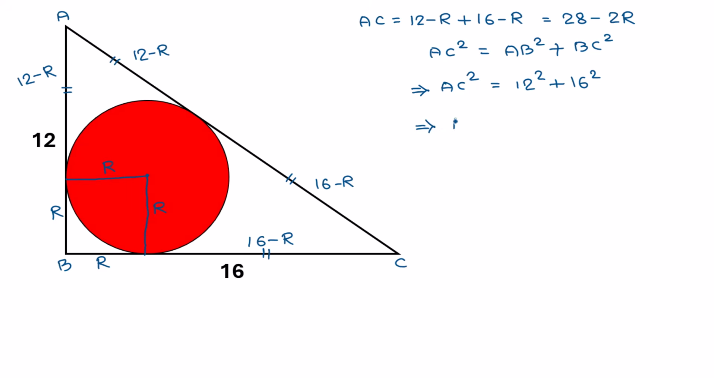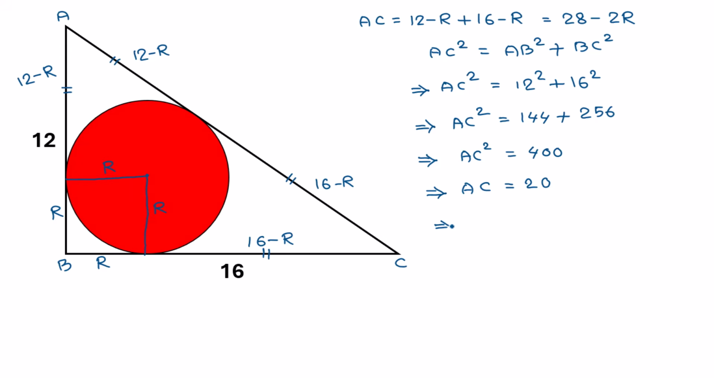or AC square is equal to 12 square, this is 144, plus 16 square, 256, or left side AC square is equal to 144 plus 256, this is 400. Now taking the square root of both sides, we will get the value of AC is equal to square root of 400, this is 20.